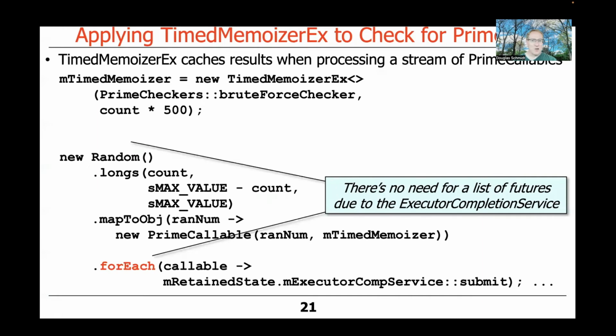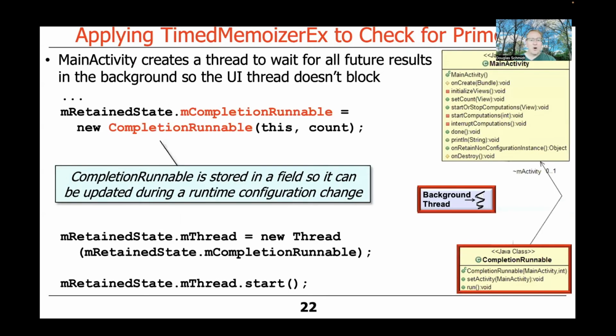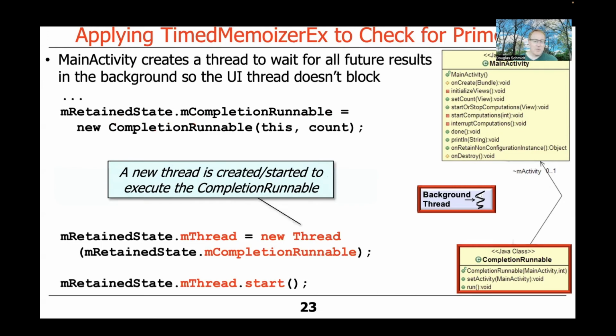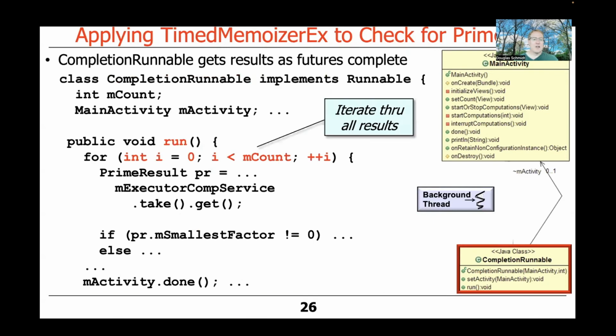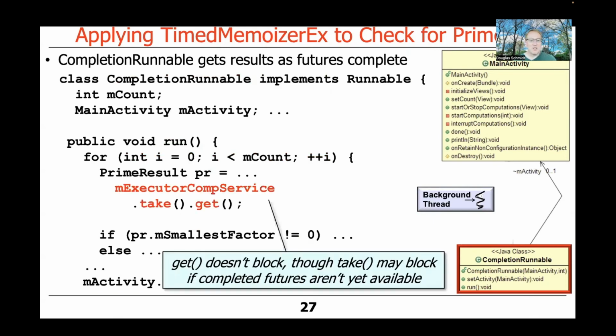Because we're using the executor completion service, there's just no need to have a list of these things that we handle explicitly. Instead, those are handled implicitly by the underlying completion queue that's part of the executor completion service. We create a thread that runs in the background that waits for all these things to finish. To do that, we make a runnable, and we make a new thread that runs that runnable. We start the thread, and then that runnable's run method will iterate through all the results and call take on the executor completion queue, which could block until there's a result. And then we call get to get the result. And then we go ahead and print the results.